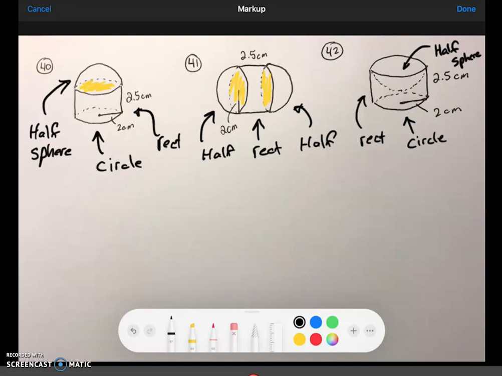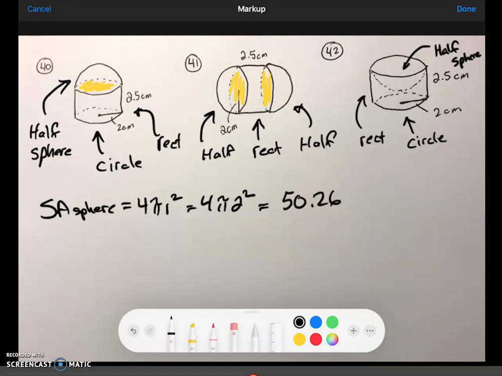Okay? So if we can just figure out what a sphere is, we can figure out half, what the circle area is, and the rectangle, because all of the numbers are the same. So the surface area of a sphere is 4 pi r squared. In this case, the radius is 2, so it's 4 pi 2 squared, which ends up being 50.26-ish.